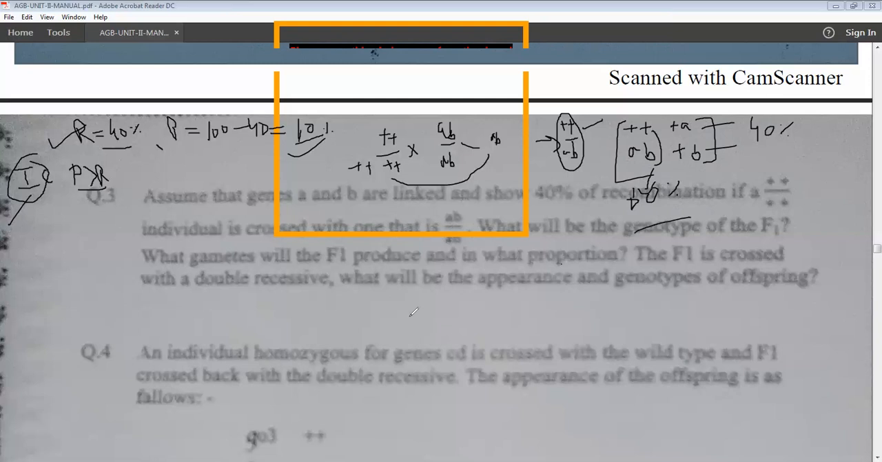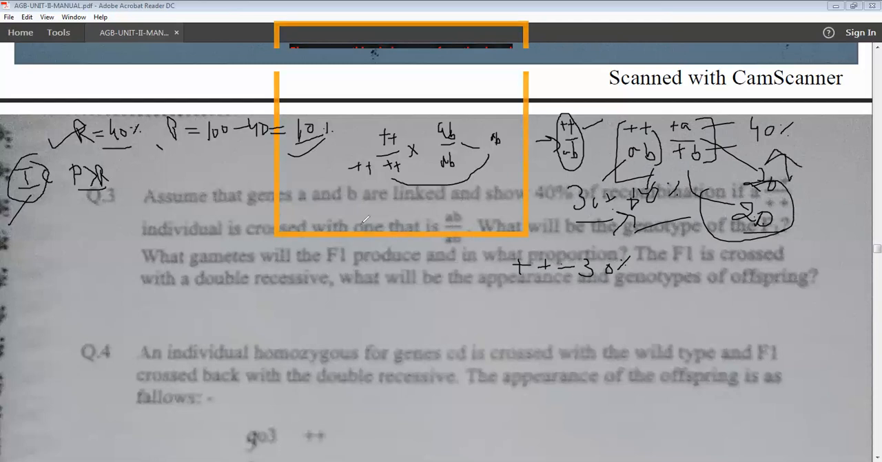As we know, the ratios are always equal, there are equal chances of gametes to be formed. So we can say that this plus plus will be 30%, this AB will be 30%, and both aggregate to form the 60%. Similarly, plus A will be 20%, plus B will be 20%, and their aggregate is 40%.